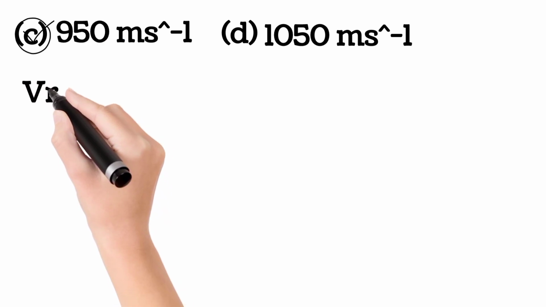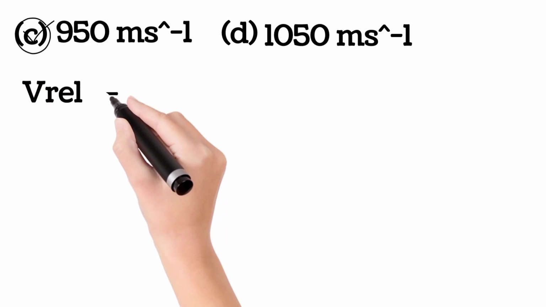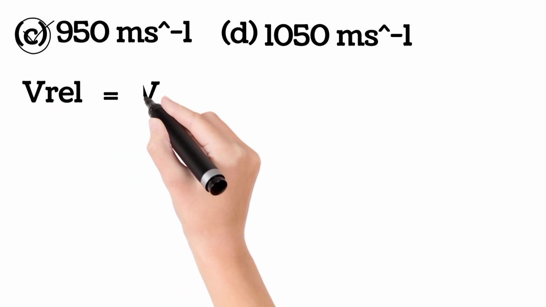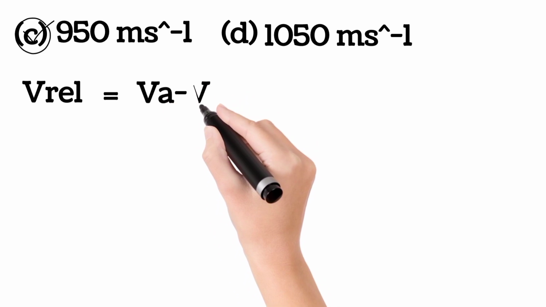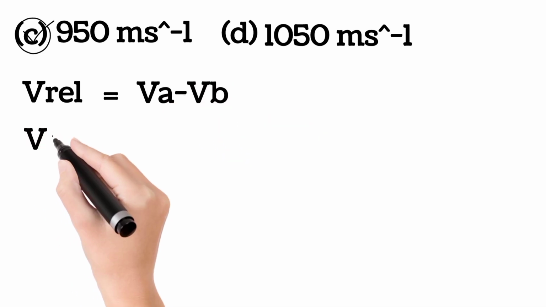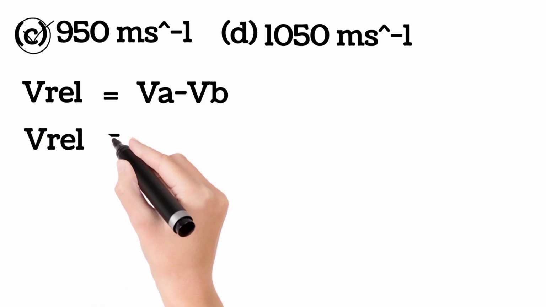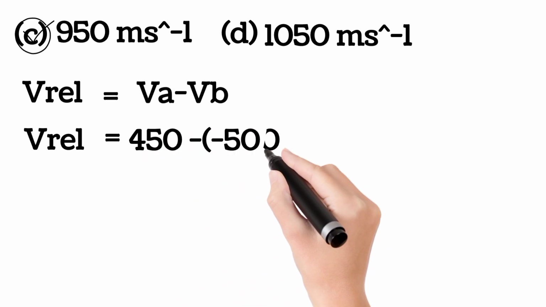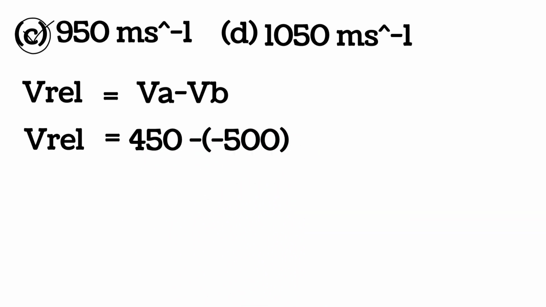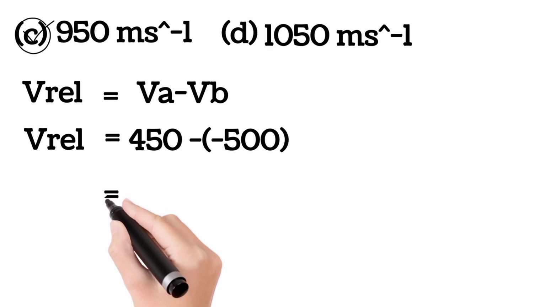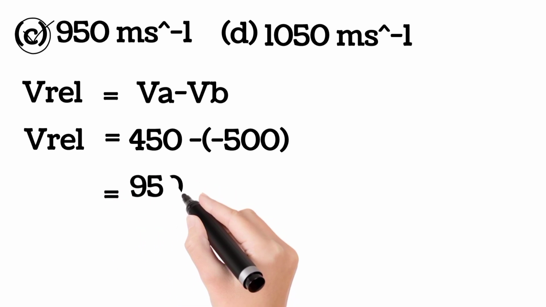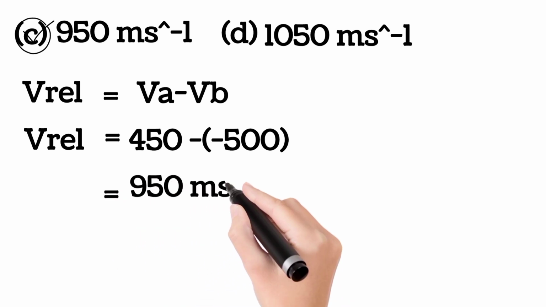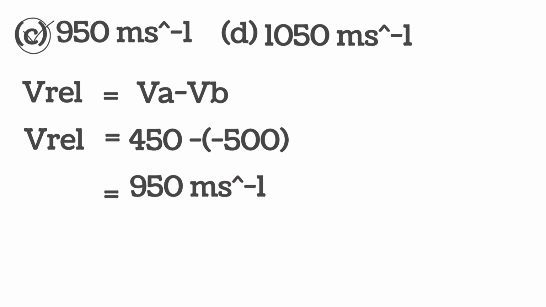If we calculate the relative velocity, the formula for relative velocity is equal to VA minus VB. By replacing the values, V relative is equal to 450 minus 500. As the second plane's velocity is opposite to the velocity of the first plane, it is taken as negative. The answer is 950 meters per second.